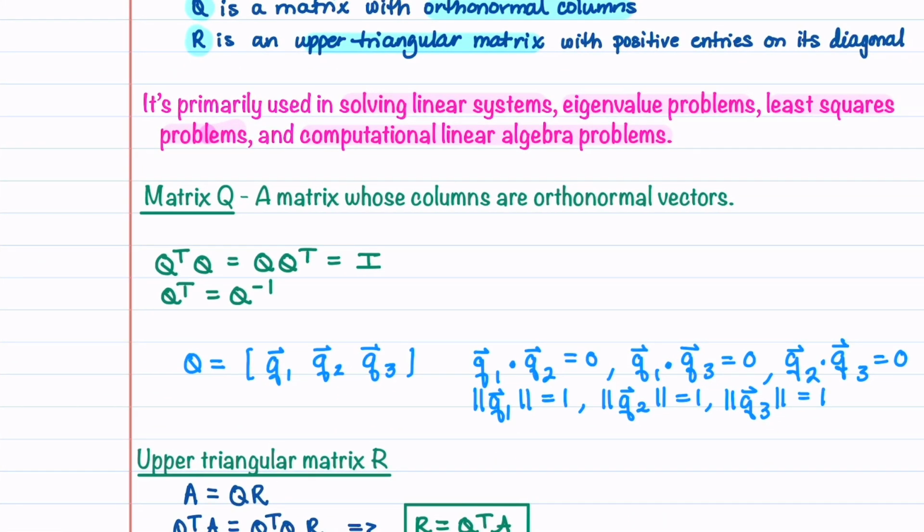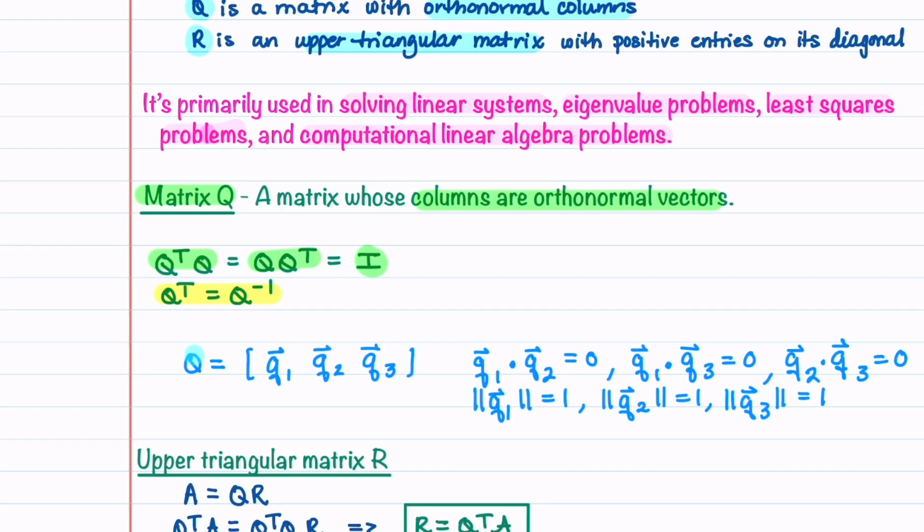As I mentioned above, matrix Q is a matrix whose columns are orthonormal vectors. Since the columns of matrix Q are orthonormal vectors, there's a property that states that Q transpose times Q is equal to Q times Q transpose, and that's equal to the identity. Because of that, Q transpose is the same as Q inverse, and that's going to come in really handy.